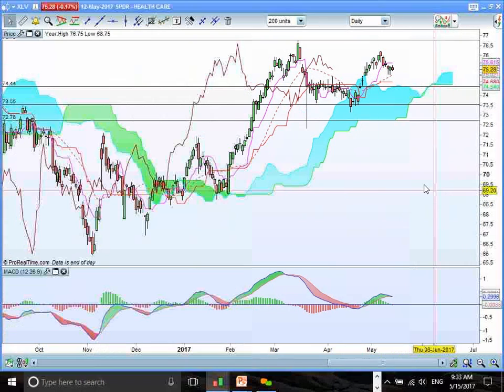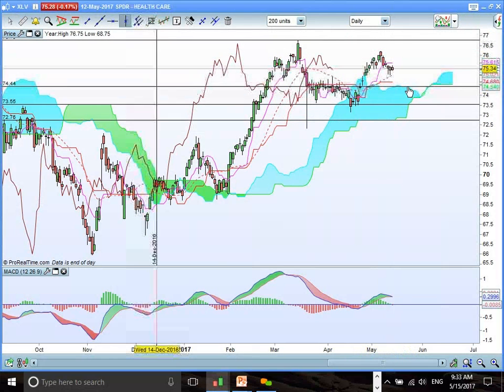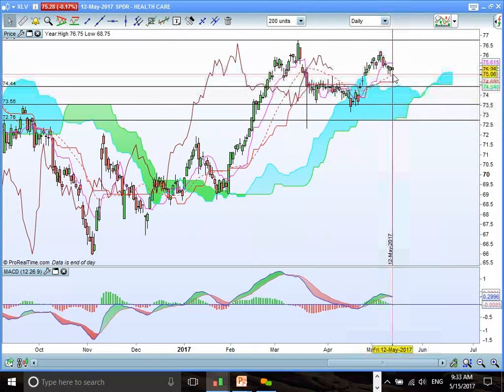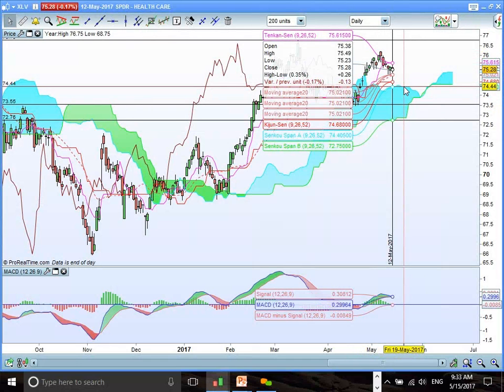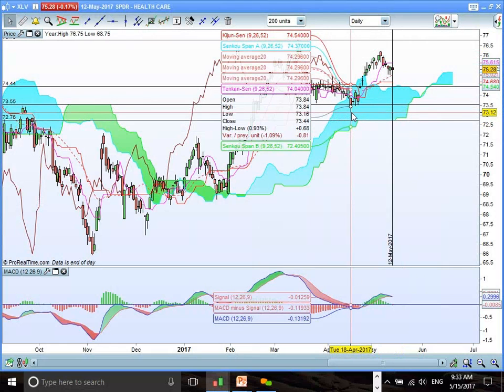Healthcare, XLV. Couldn't get past the old highs there, struggled with that. We've now had a MACD sell signal here, so it's possible for us to go down to test support here at the top end of the cloud at 74.44. And if support there fails, we're going to go into these lows here within the cloud at 73.38 and this low here at 73.12.